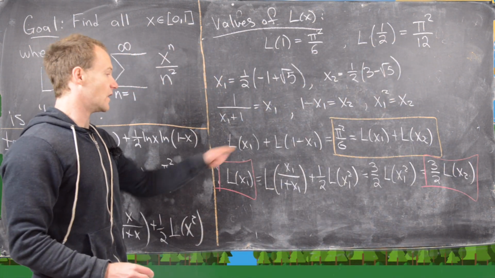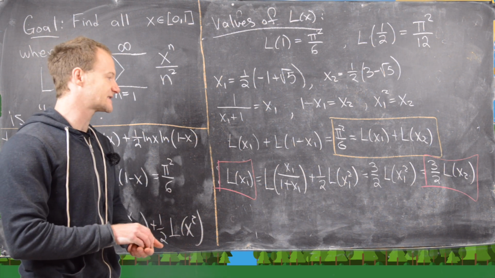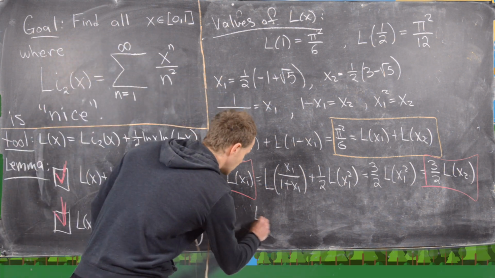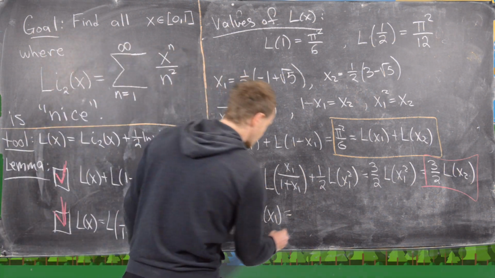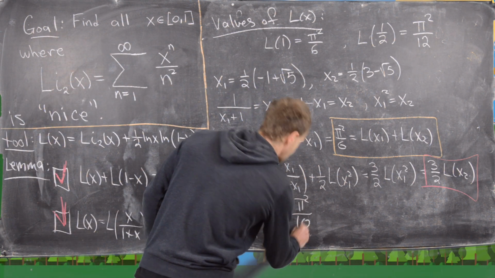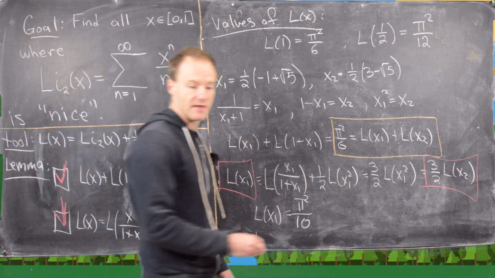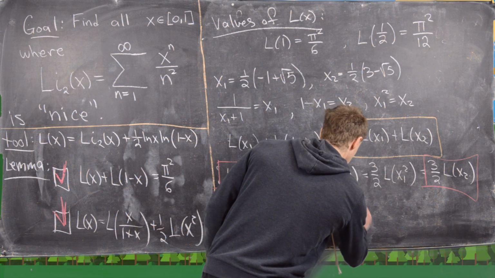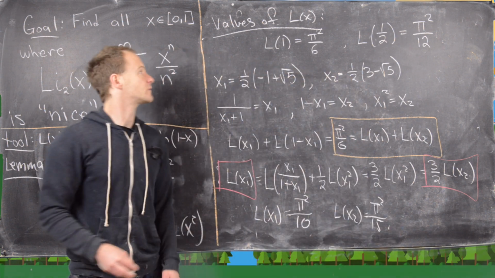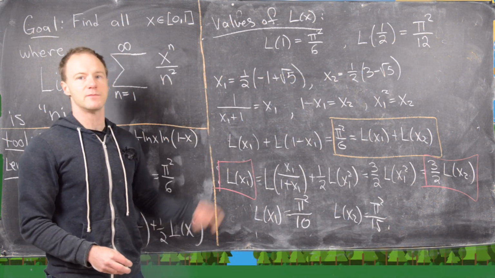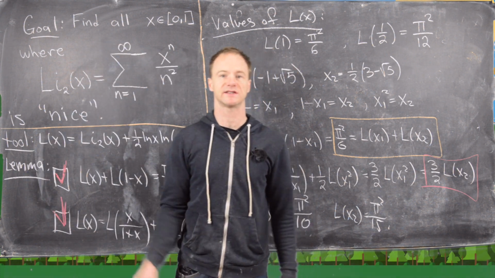And notice that the red boxed equation and the yellow boxed equation allows us to nicely solve for these values of L. So we have L of x1 is given by pi squared over 10. So that's easy to check just by mashing those things together. And then L of x2 is equal to pi squared over 15. Okay, good. So I'm going to clean up the board. I'm going to move that information up, and then we're finally ready to apply that to our nice sum.